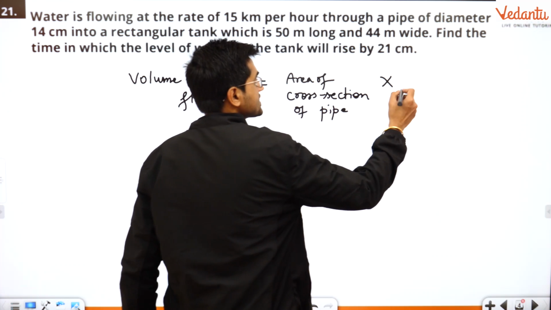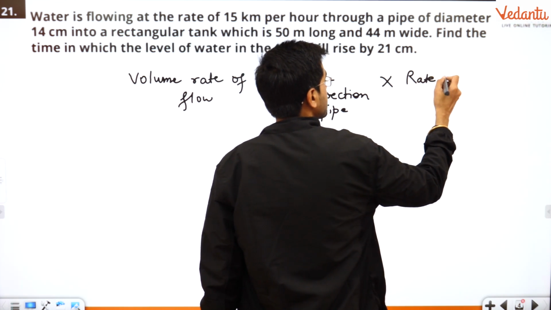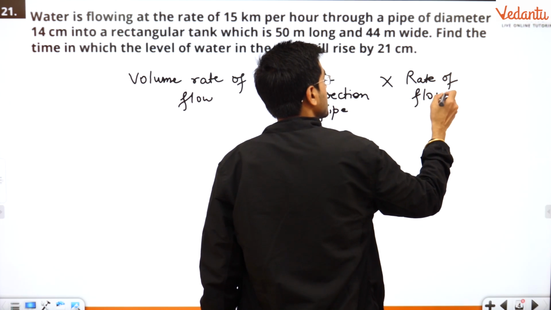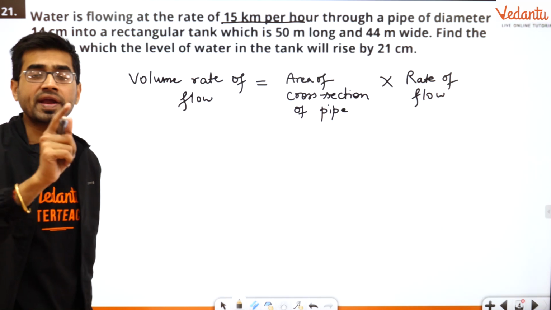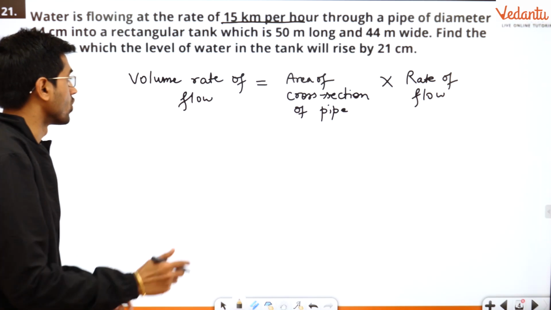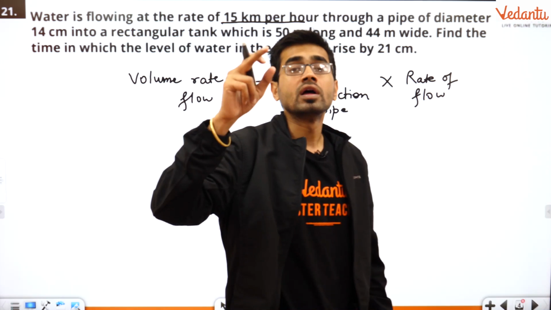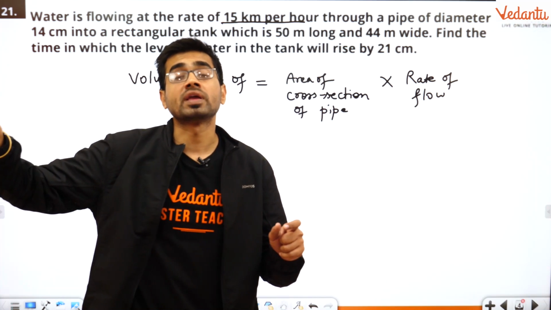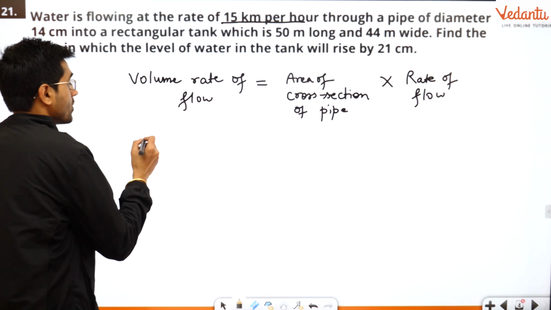And the next is your rate of flow. How fast it is flowing, at which speed. Rate of flow is just your speed, kilometers per hour. It is flowing at 15 kilometers per hour. And you have this volume rate of flow. Just to find that, remember, I'm creating the concept also. In 1 hour it flows something, in t hours it will completely fill something. So just remember this formula.